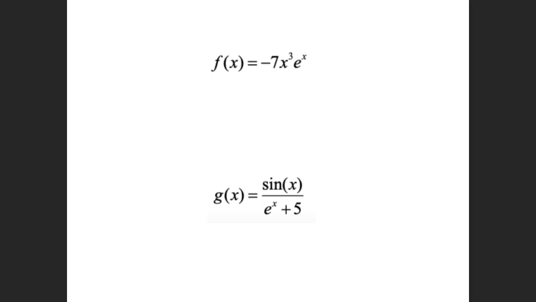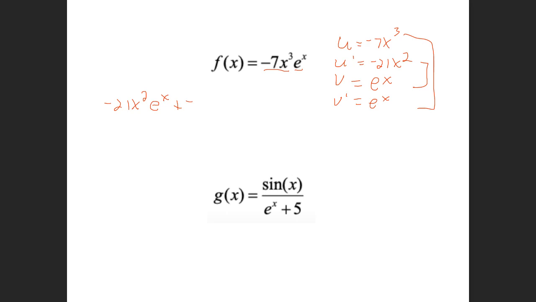So in the first problem, I'm definitely using the product rule because I have two functions that are multiplied together. So u is equal to negative 7x to the third. U prime is equal to negative 21x squared. V is equal to e to the x. V prime is equal to e to the x. Inside, so I've got negative 21x squared times e to the x plus outside, negative 7x to the third. And that's exactly what you guys came up with. Nice job.